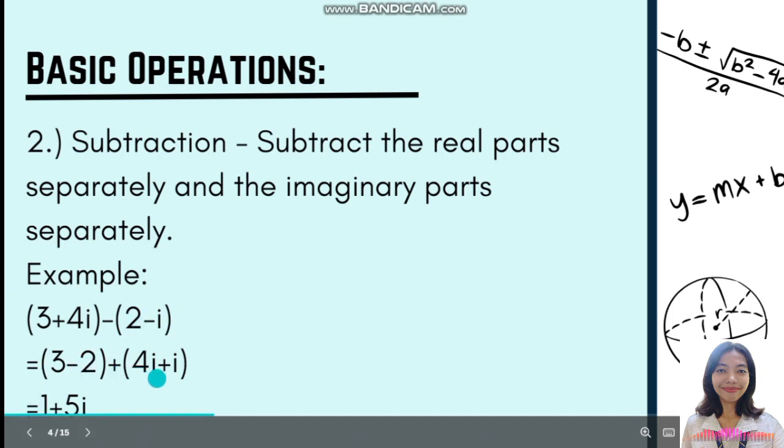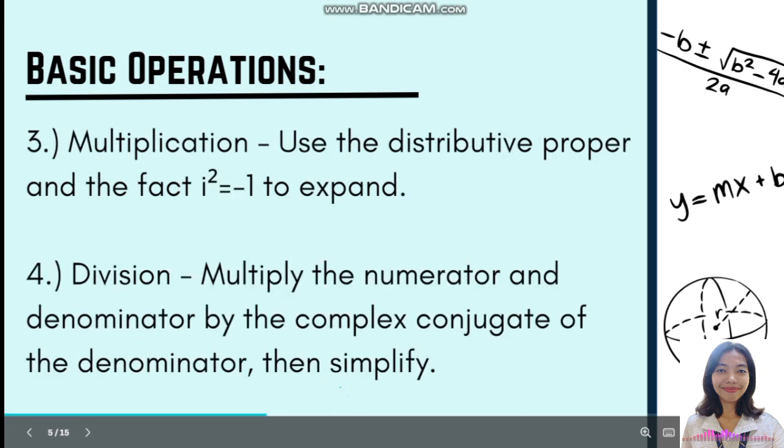And then the 4i, it became positive, by the way, guys, since negative times negative becomes positive. So we have positive i here. So 4i plus i, we will have 5i. So 1 plus 5i is our final answer.